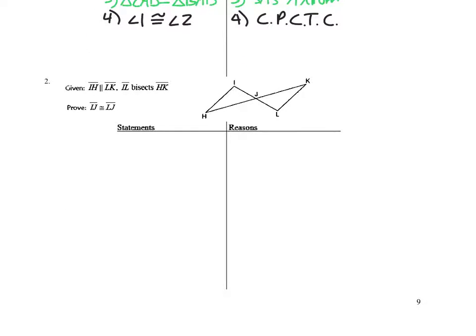Number 2, IH is parallel to LK, so I'm just going to jot that in. Oop, that's not a K. IL bisects HK. Both given.